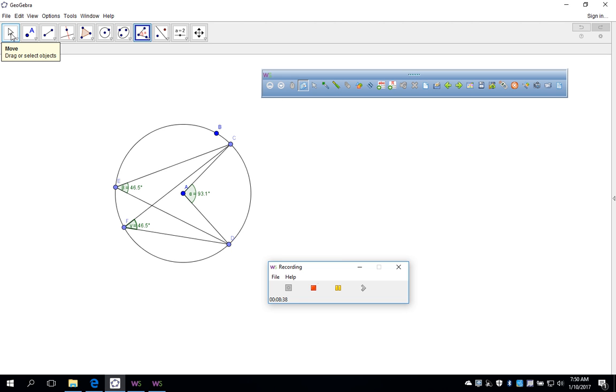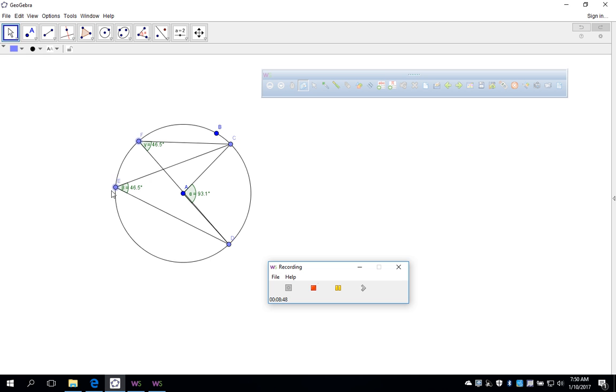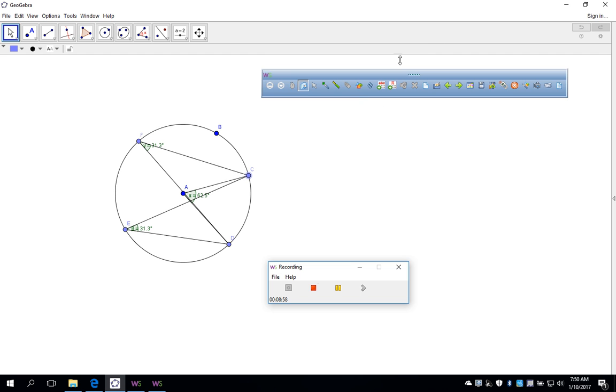They're the same. And if I drag them around, it doesn't matter how I drag them, this one and that one are still the same. Even if I squish this, are these two still the same? Yes. The reason for that is kind of obvious, right? If this is half of its intercepted arc, and this is also half of its intercepted arc, since they're intercepting the same arc, they both have to be equal to each other, right?